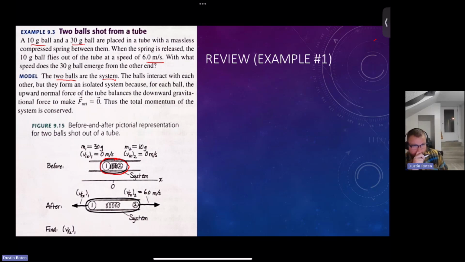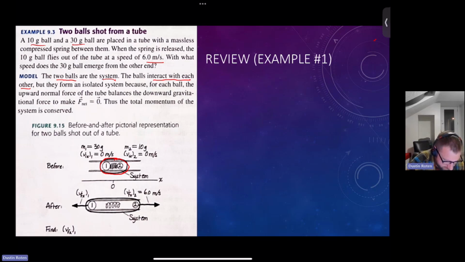Now let's think about the forces we've got. The balls interact with each other. But you'll remember from last lecture, interactions within a system should all cancel out, action-reaction pairs kind of thing. In this case, the system is isolated. Now let's think about the external forces. We know that the ones inside my red circle here, they cancel out.